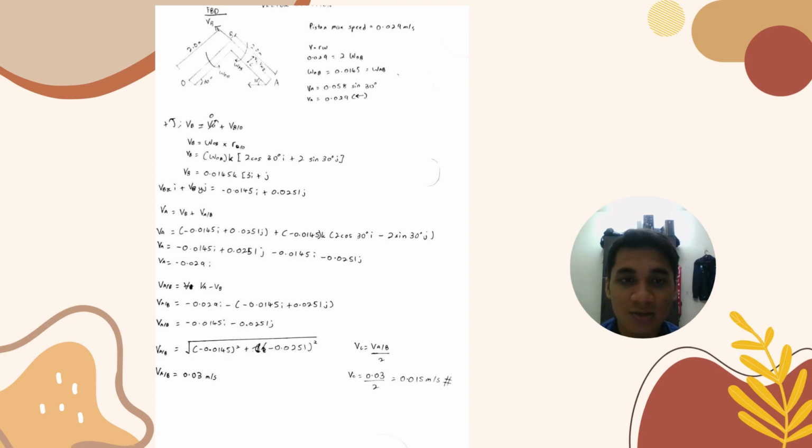Then I use the magnitude vector formula to get the magnitude value of VA from B, which is 0.03 meter per second. Then I divide it by 2 to get the velocity of the midpoint in panel AB, which is 0.015 meter per second.